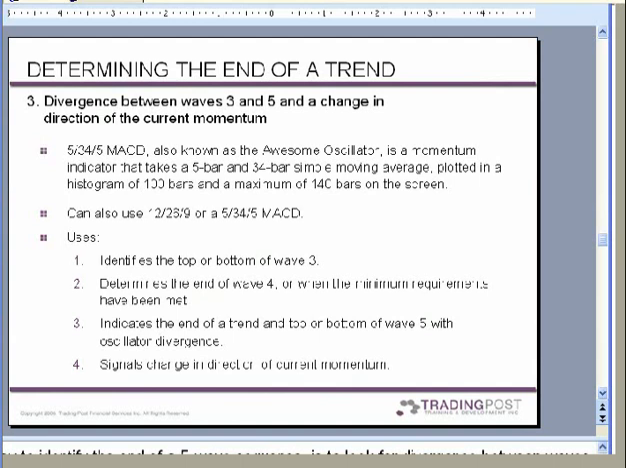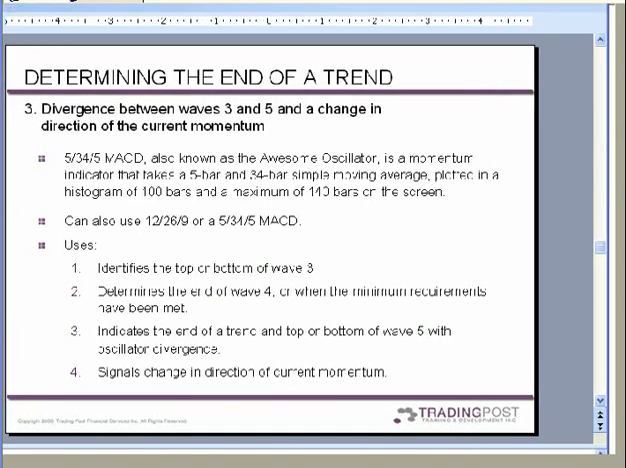The awesome oscillator is actually the 3rd method in Learning Object 3 for determining the end of the trend. So this is straight from the course. We're going to go through the course material here, and then I'm going to add some additional thoughts. One way to identify the end of a 5-wave sequence is to look for divergence between waves 3 and 5. We do that by using the awesome oscillator. It's known as the chaos indicator.